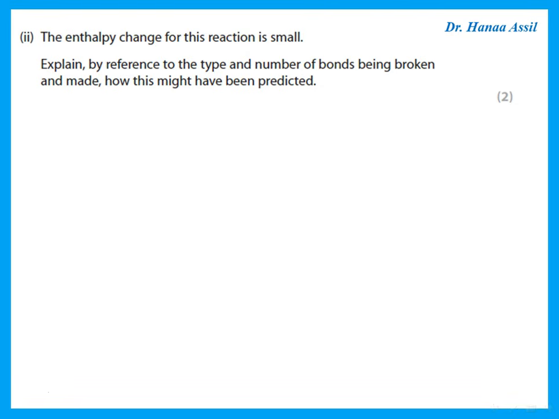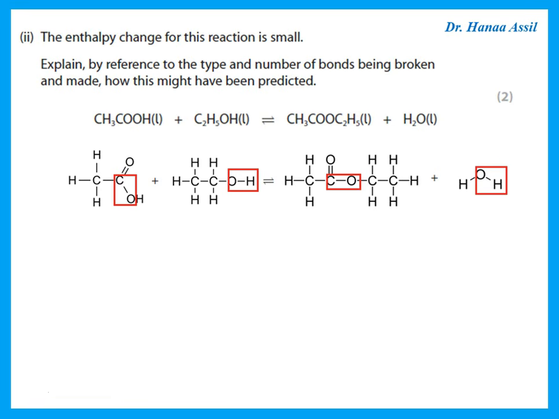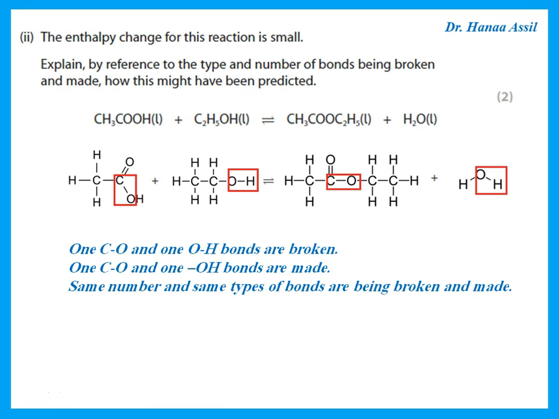The enthalpy change for this reaction is small. Explain by reference to the type and number of bonds being broken and made how this might have been predicted. Why would you think that the delta H is small? Because if we look at the reaction and look at the bonds that are being broken and being formed, we find that in the reactants, I have one C-O and one O-H broken. In the products, I have one C-O and one O-H made. So actually, we have the same number and same types of bonds being broken and made.